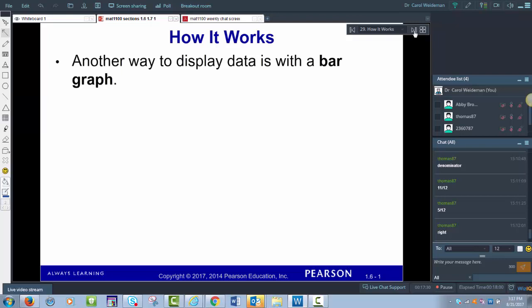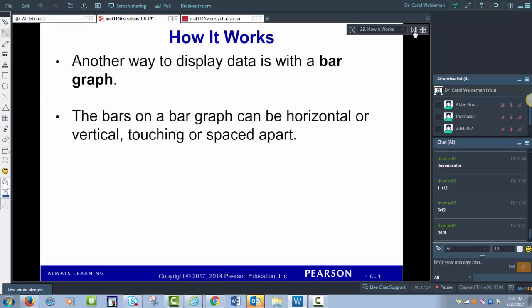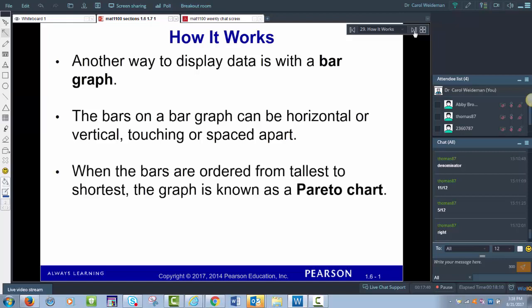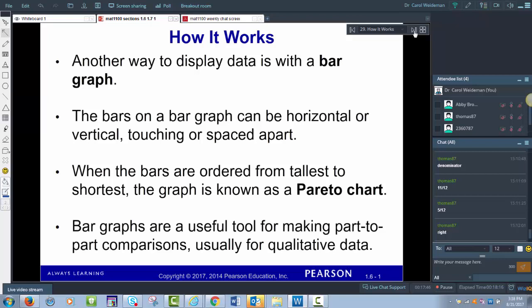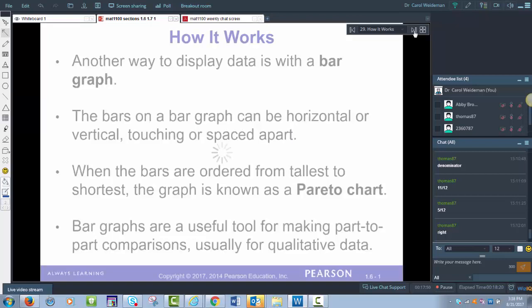Another way you can use qualitative or categorical data is with a bar graph. The bars can be horizontal or vertical, and generally they don't touch when we do a bar graph. And if we put them in order from highest to lowest, it's called a Pareto chart. And again, these are helpful when we want to compare part-to-part comparisons.